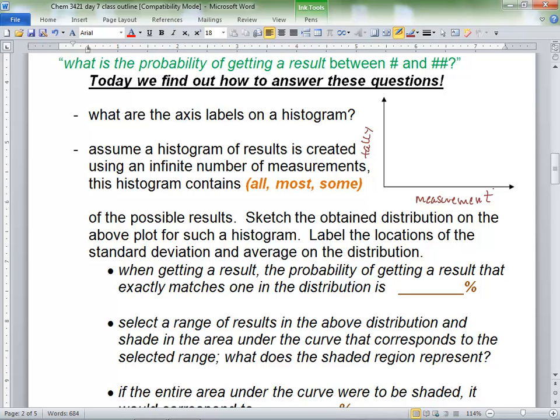Assume a histogram of results is created using an infinite number of measurements. An infinite number of measurements. It's going to take forever. It's theoretical. This histogram contains blank of the possible results.